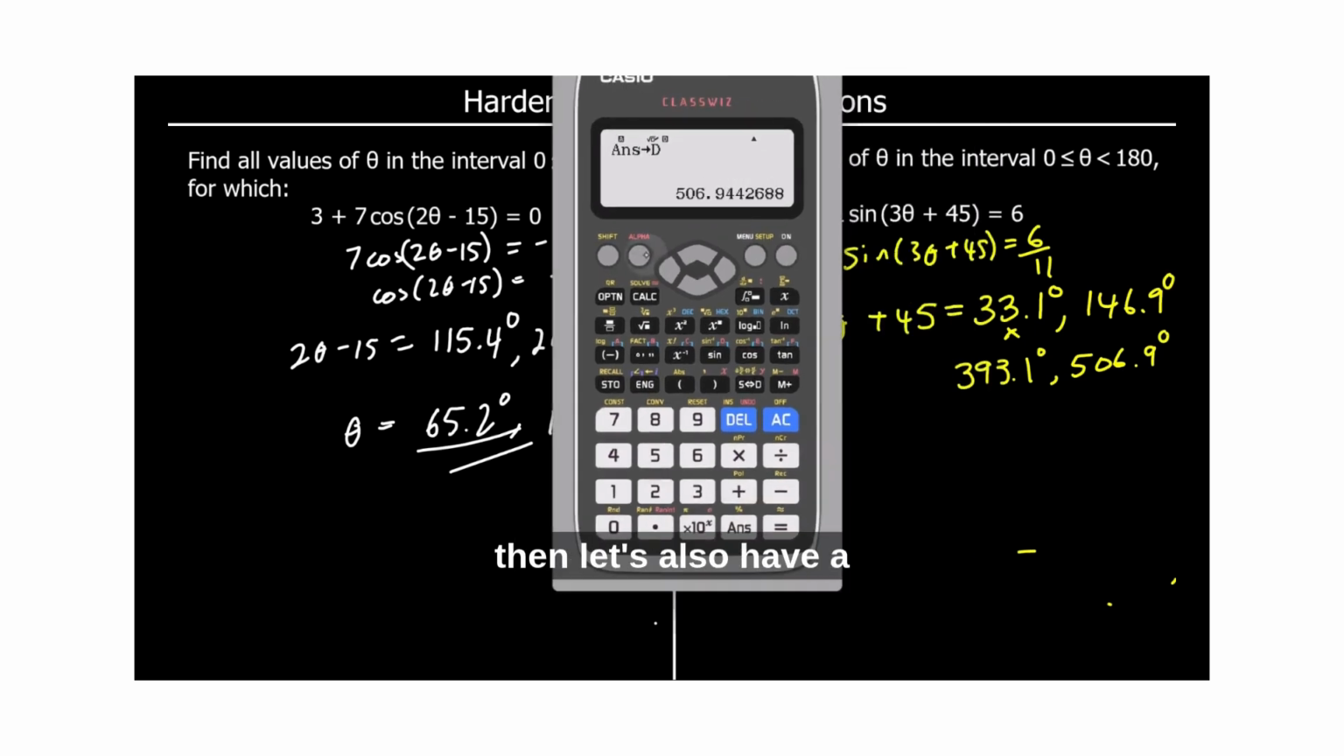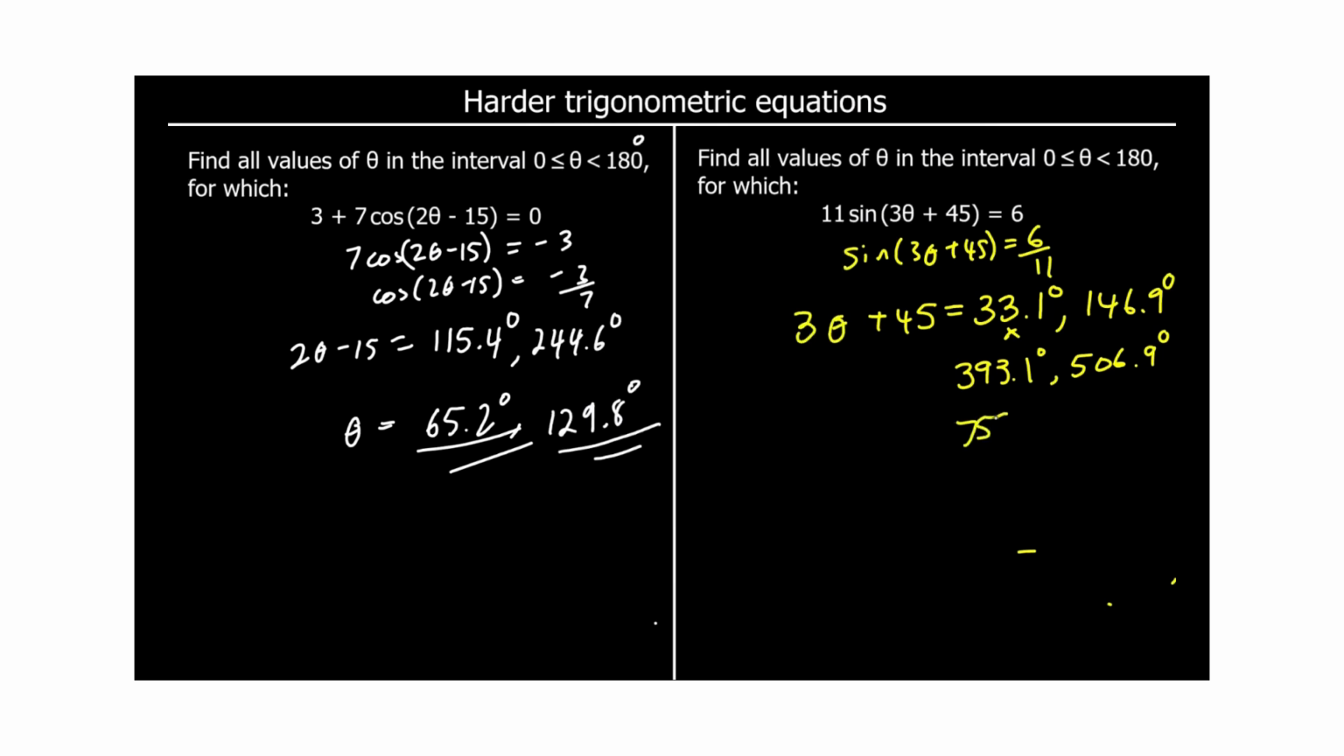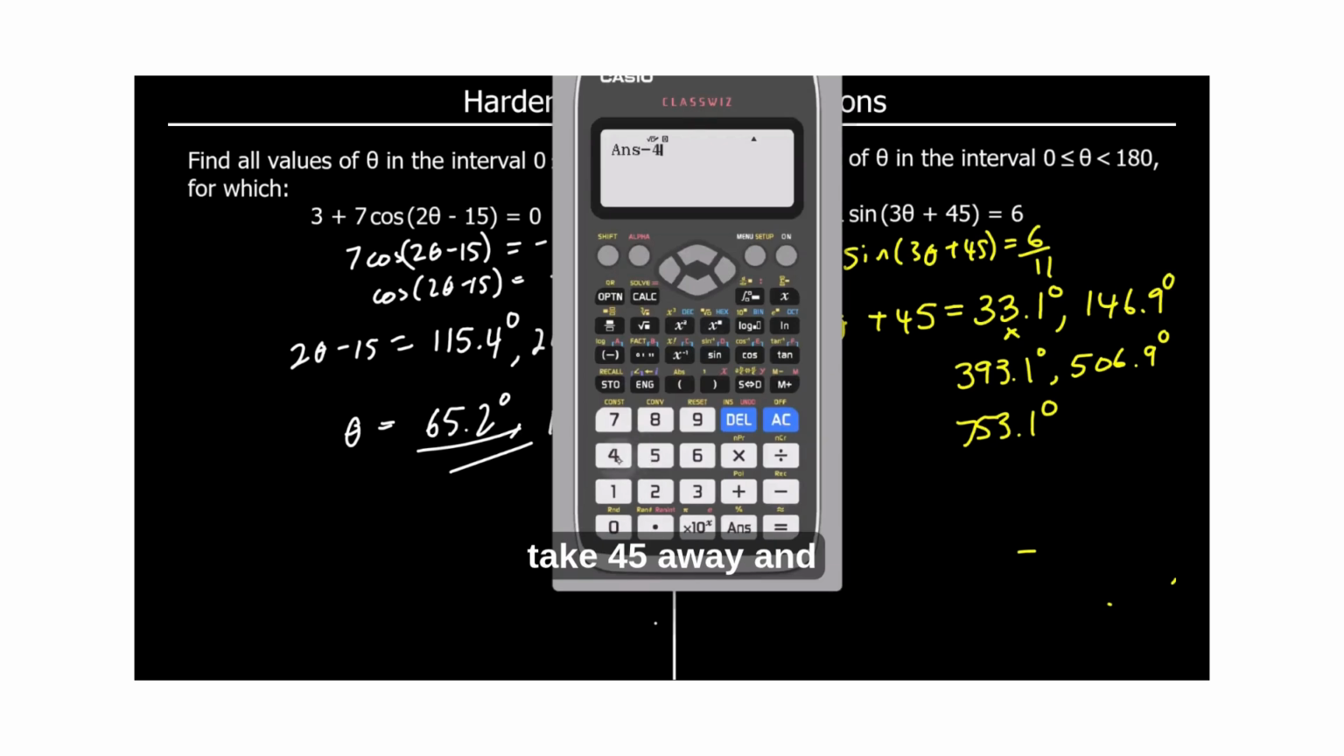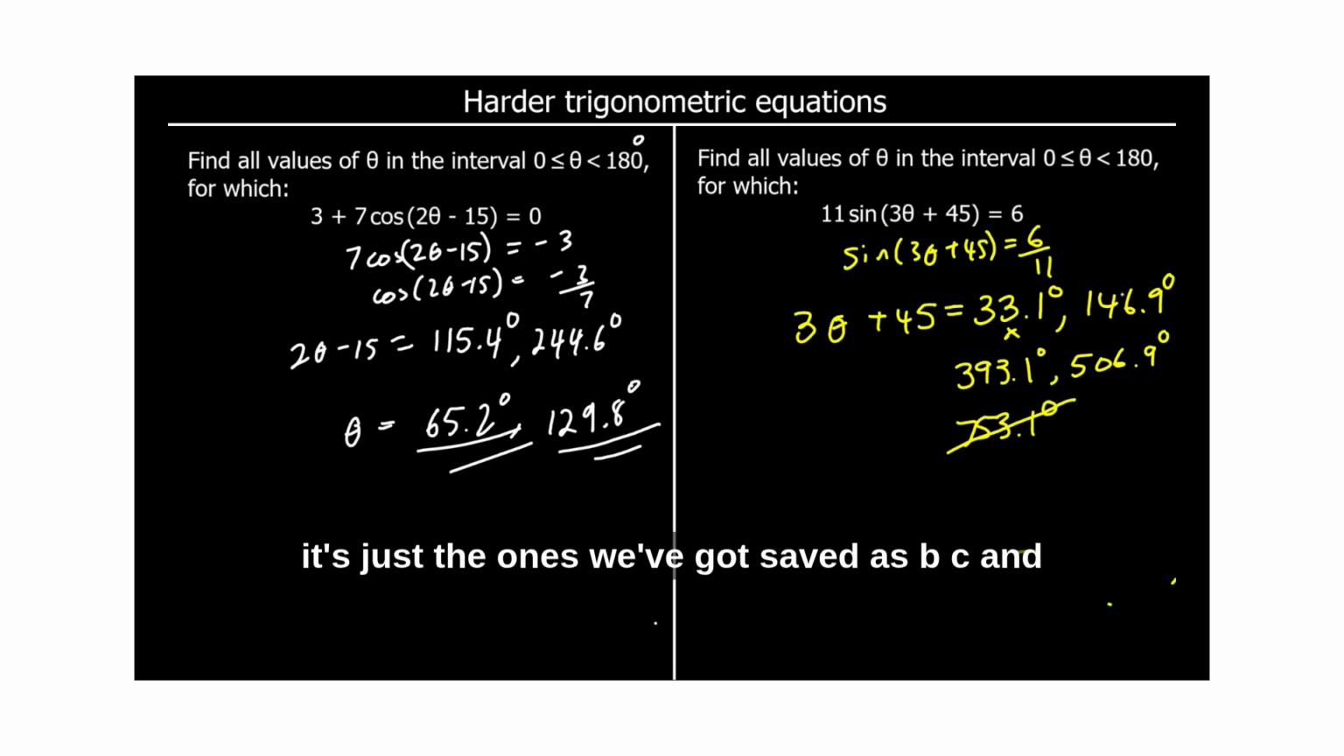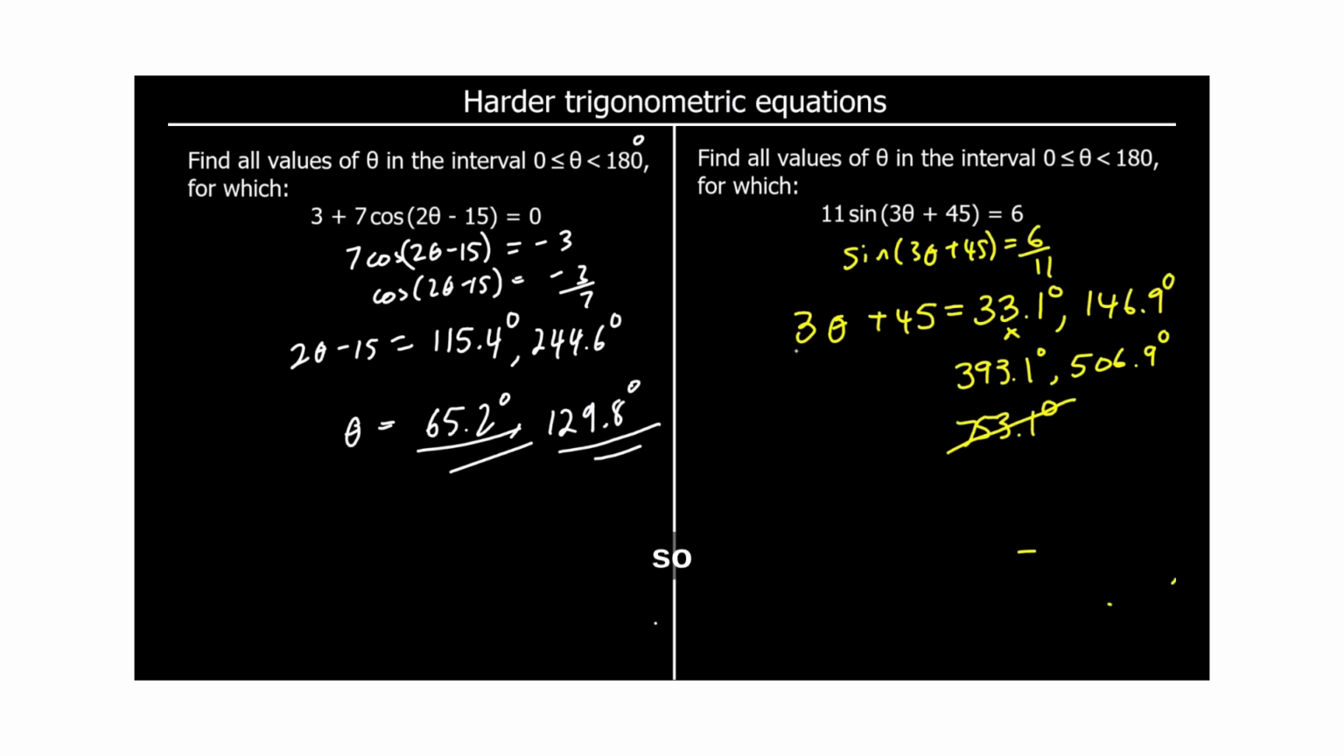And then let's also have A plus 360 twice, 753.1. Not sure we're going to need that. So we're going to take 45 away from them and then divide by 3. So no, we didn't need that one. So it's just the ones we've got saved as B, C, and D. So it's minus 45 to get 3 theta, and then divide by 3.